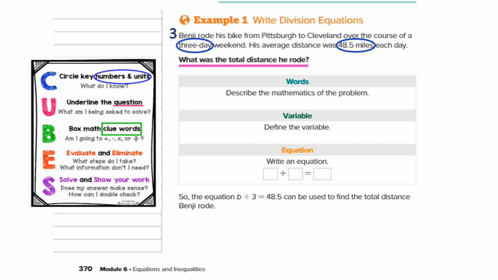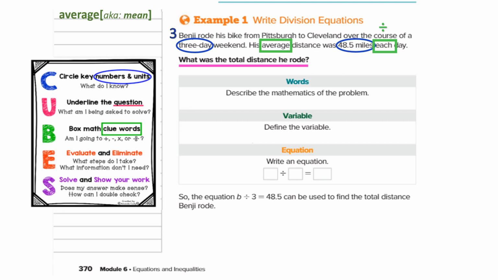So what does that mean? Well, when I look at the idea of how much I spent on each day, an average means that I'm going to have a total divided amongst the number of groupings. So average. We haven't gotten into mean, median, mode, and range yet. That's 5th grade, but we do get into it after Christmas break. So we will be looking at that.